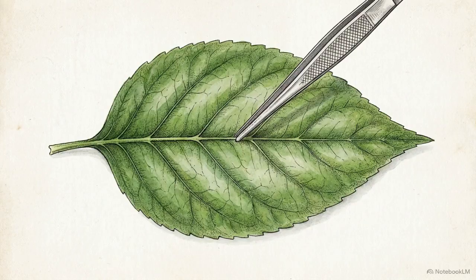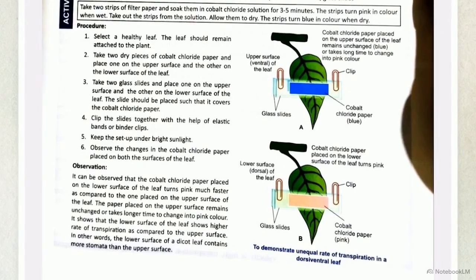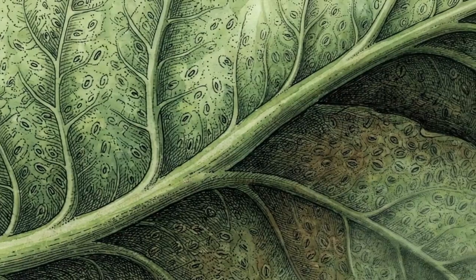This raises a structural question. Is the exhaust system uniformly distributed across the plant, or is it strategically placed? We observe this regulation using a direct empirical test, where dry cobalt chloride paper is clamped to both surfaces of a living leaf. The blue paper turns pink when exposed to moisture. The results are clear. The bottom paper turns pink rapidly, while the top remains unchanged. This proves a distinct anatomical asymmetry.